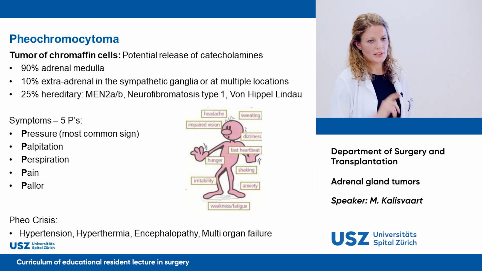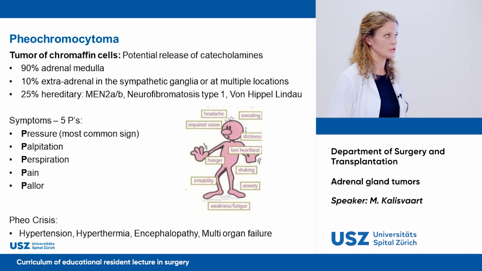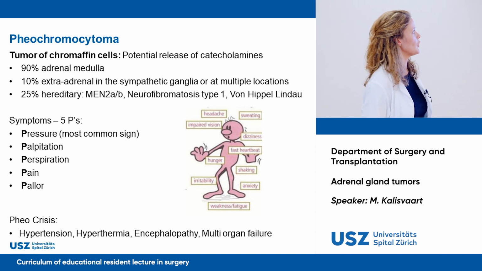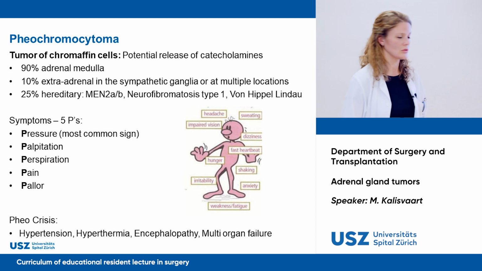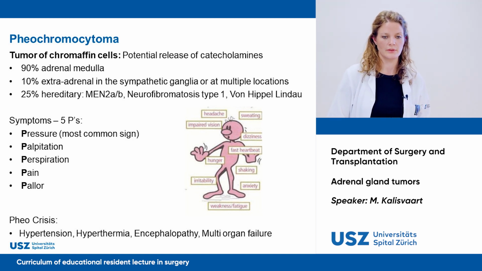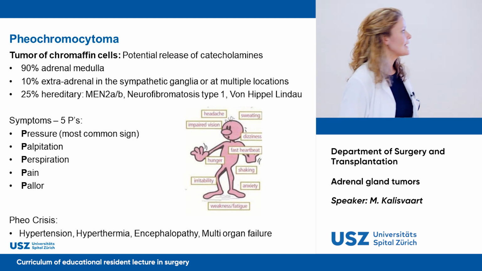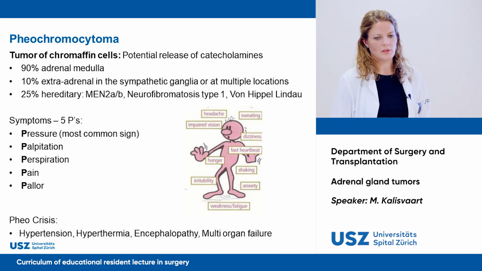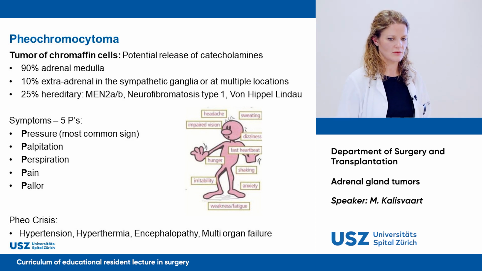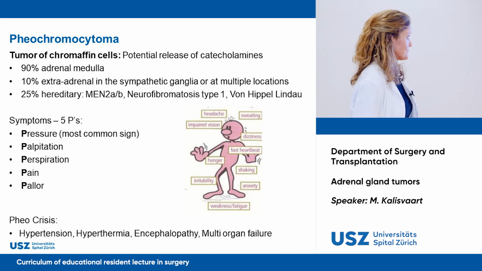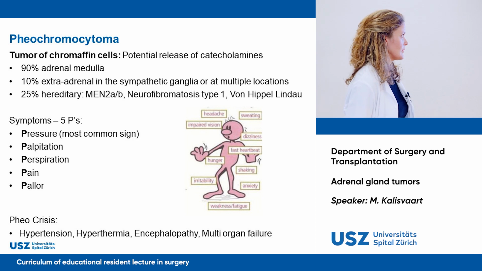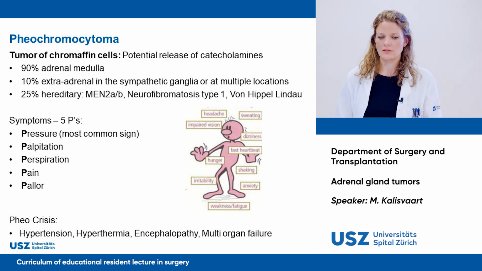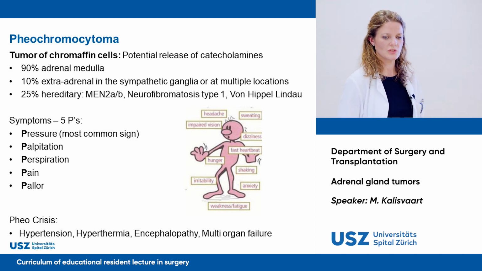Then we get to the medulla of the adrenal gland, and here the tumor that can develop is the pheochromocytoma. This is a tumor of the chromaffin cells with the potential release of the catecholamines, or noradrenaline and adrenaline. 90% of these tumors are from the adrenal medulla, but they can also be extra-adrenal from the sympathetic ganglia. Also 10% of these tumors are malignant, and 25% of them are hereditary. They can develop in the context of MEN syndrome, neurofibromatosis, or von Hippel-Lindau.